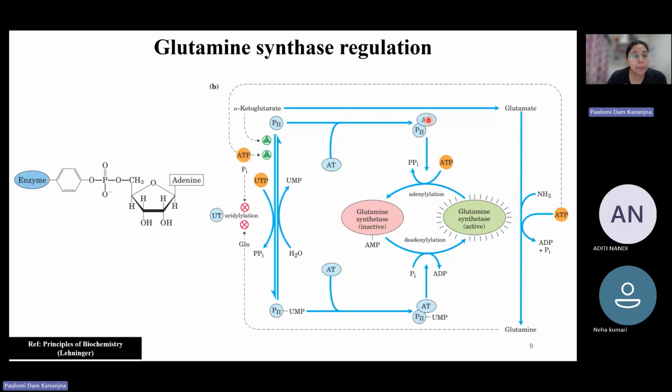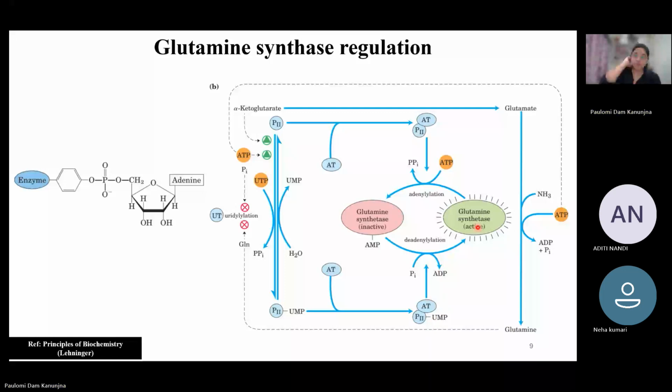So your AT, A means adenyl. Adenyl is for glutamine synthetase. Okay. So AT, when it binds to P2, then it can catalyze this reaction. But when will AT bind to P2? When P2 itself is bound by UMP, or when P2 is uridylated. So this is P2. This P2 is basically in a P2-UMP form, and that P2-UMP form with ATP, if it is bound to AT, it will make it active.